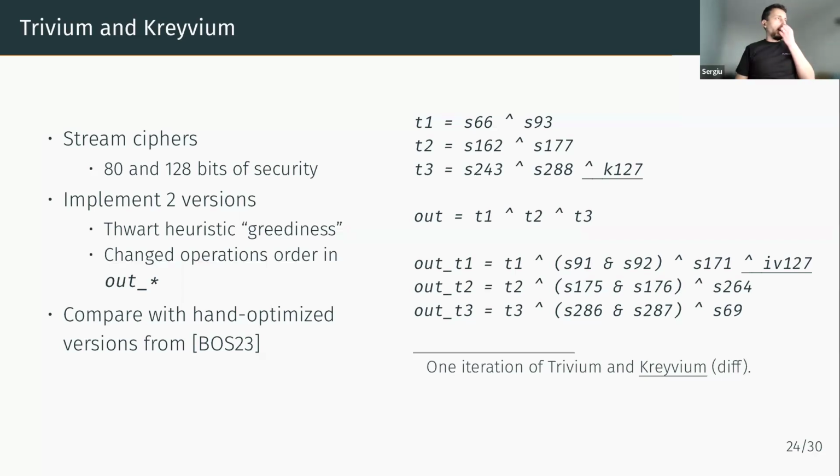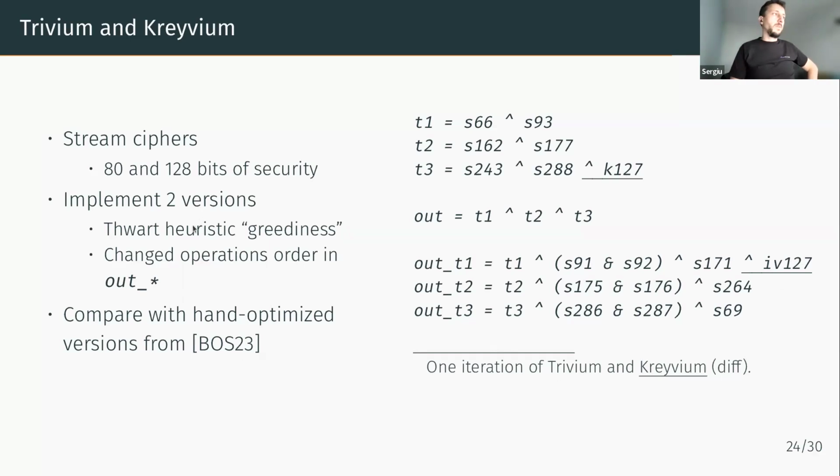Another interesting benchmark we did is on Trivium and Trivium stream ciphers, which are both stream ciphers, on both 80 and 128 bits of security. One iteration of Trivium is illustrated here. The underlying things are the addition from Trivium.